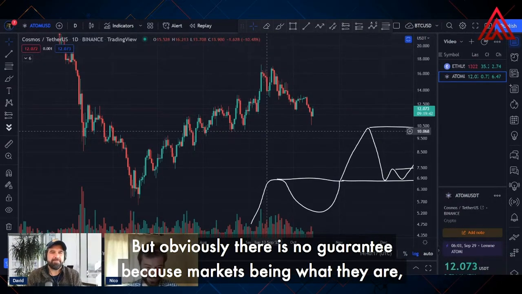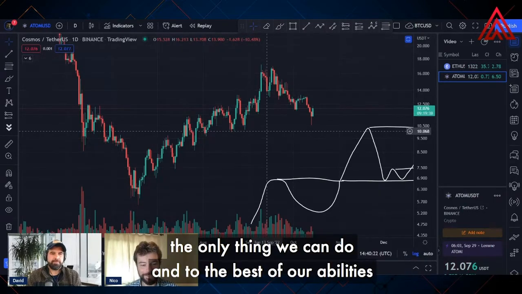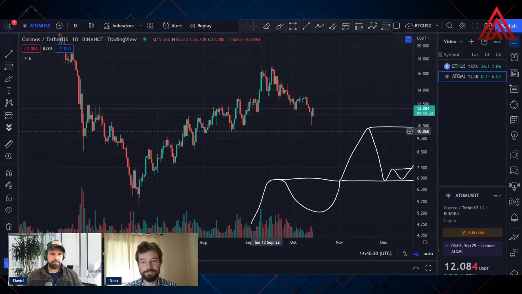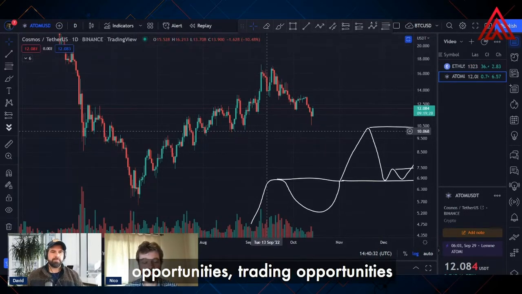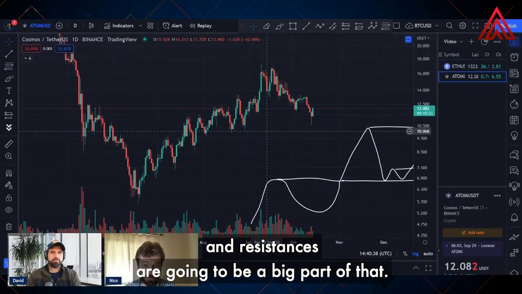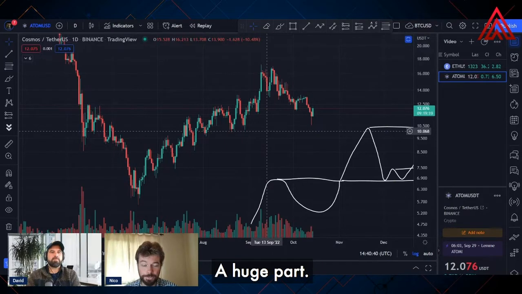But obviously, there is no guarantee because markets being what they are, the only thing we can do, to the best of our abilities, is just to work with probabilities and identify trading opportunities with our technical analysis. And support and resistances are going to be a big part of that, a huge part. Okay.